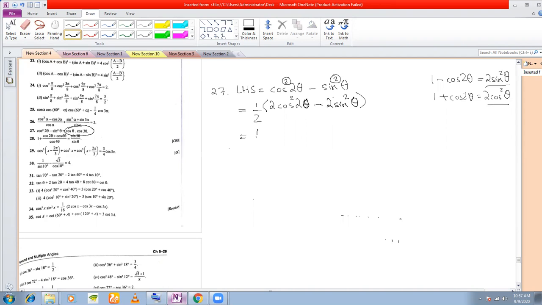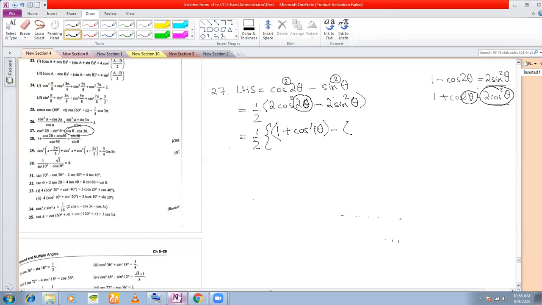Now what we are going to do is use this: 2 cos square theta is 1 plus cos double of theta. Okay, in fact you have a 2 theta angle here. So this will change to 1 plus cos double of 2 theta, which is 4 theta.